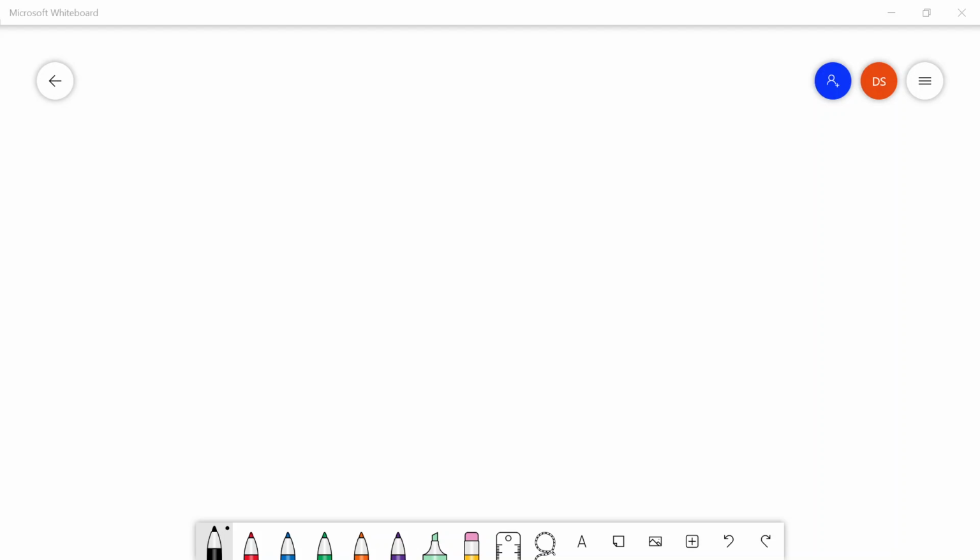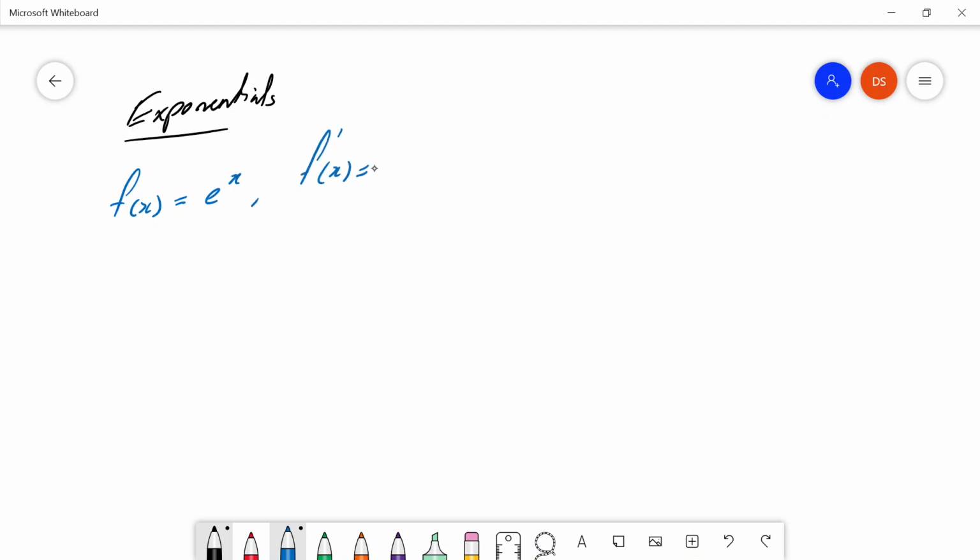Let's go straight into it by looking at exponentials. So exponentials had a wonderful derivative, and we're going to just build on that. So consider this function, f of x is equal to e to the x. Its derivative was also e to the x, and that was really exciting for us. And so it also works backwards.